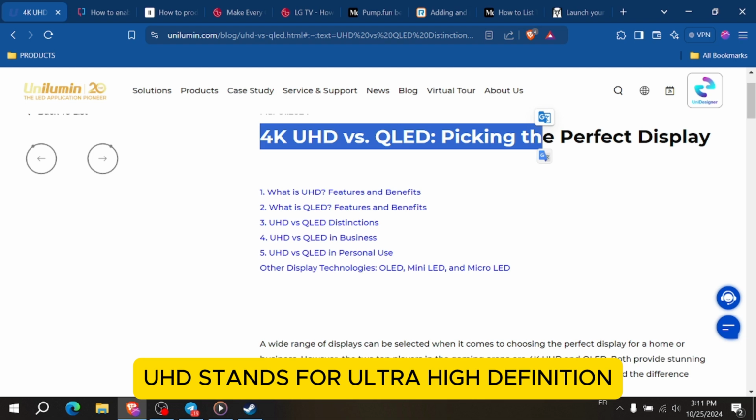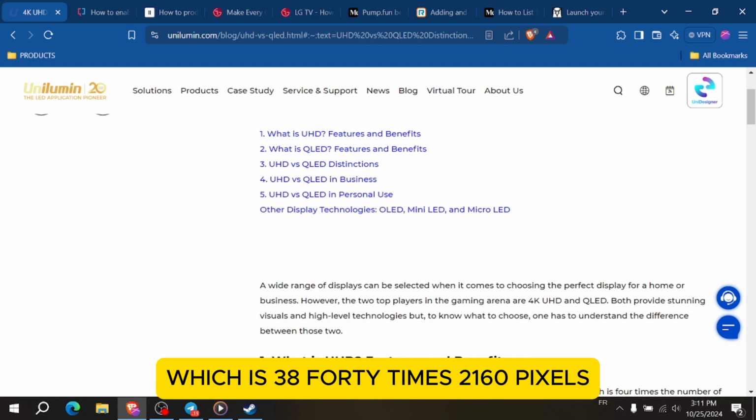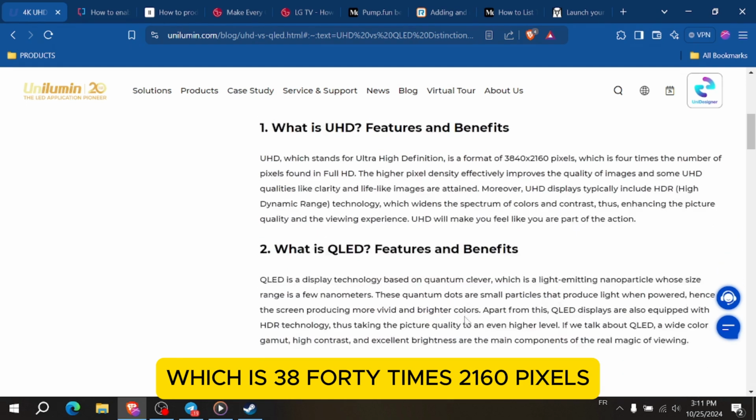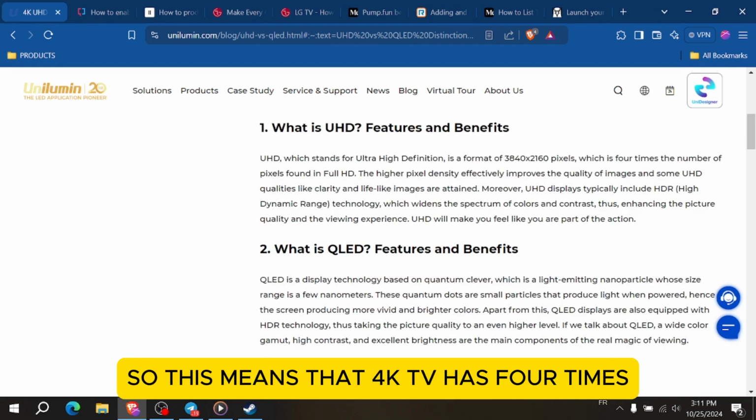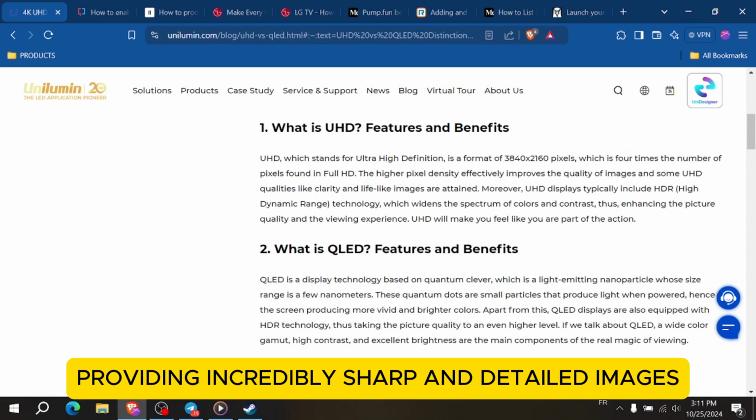UHD stands for Ultra High Definition and 4K refers to the resolution, which is 3840 times 2160 pixels. So this means a 4K TV has 4 times the resolution of Full HD, providing incredibly sharp and detailed images.